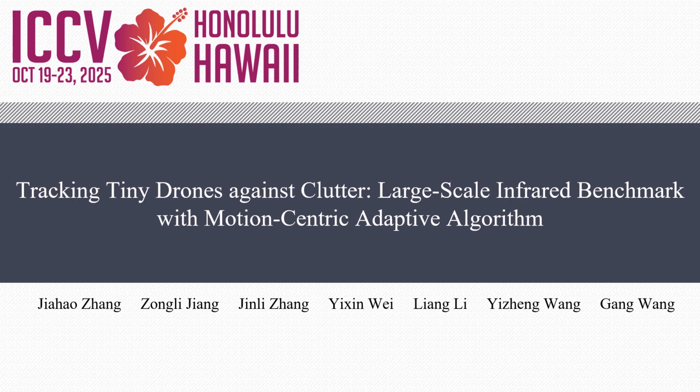Hello everyone. The title of our paper is Tracking Tiny Drones Against Clutter, Large-Scale Infrared Benchmark with Motion-Centric Adaptive Algorithm. Next, I will introduce the work of this paper from two main aspects.